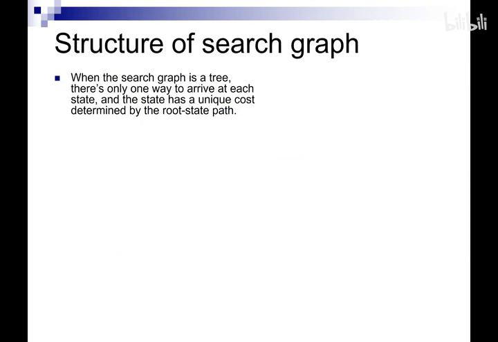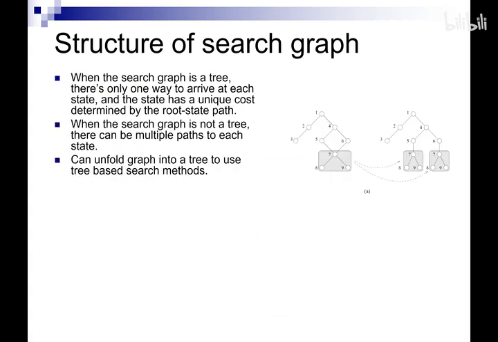Now let's talk about, in general, how you search one of these. Let's talk about the structure of the search graph first. Sometimes your search graph is going to be a tree. If it's a tree structure, then for every node, there's only one way to get from the starting node, which is the root, to any other node. So it's got a unique path, and it's also got a unique cost. The cost is determined by the path from the root node to a particular state.